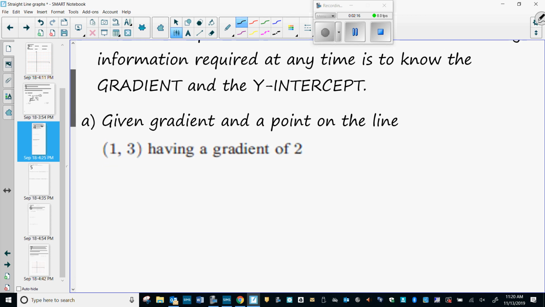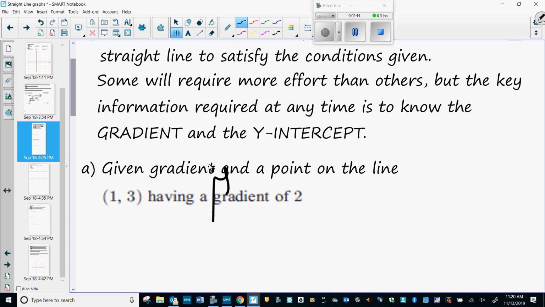If we know that a line has a gradient of 2, what does that mean that my equation is going to look like? Do we know any part of it? We've got lots of people saying stuff at the same time. Shh. So Ava, tell me. Y is equal to 2x plus c. Yes, awesome. So shush now.